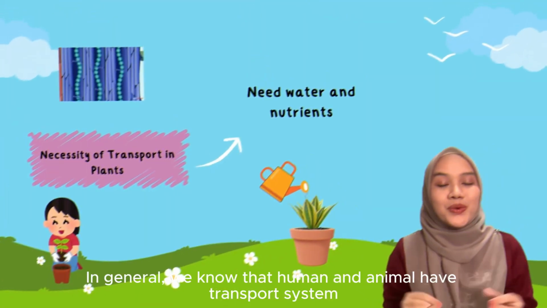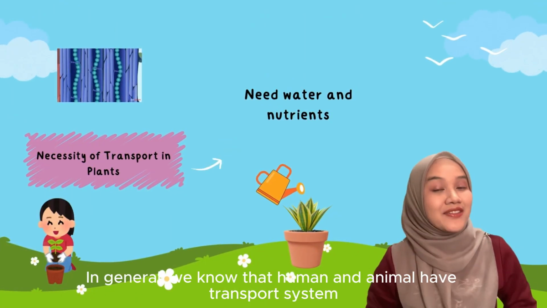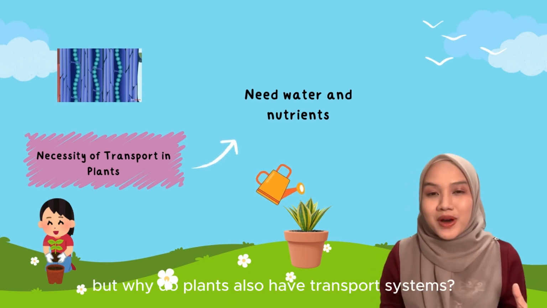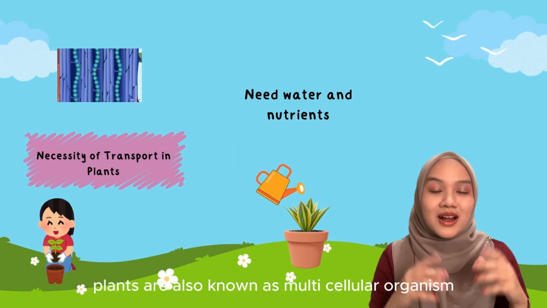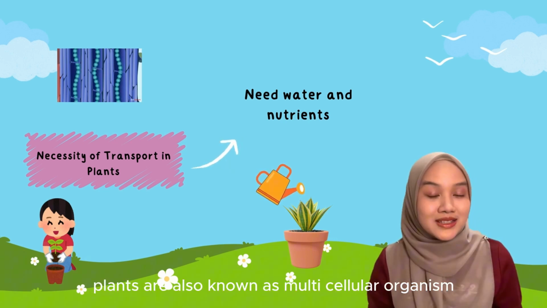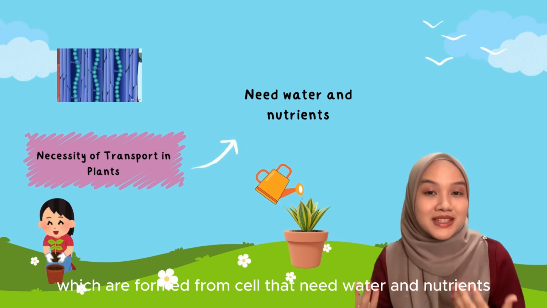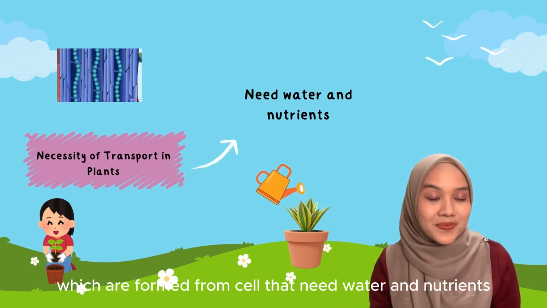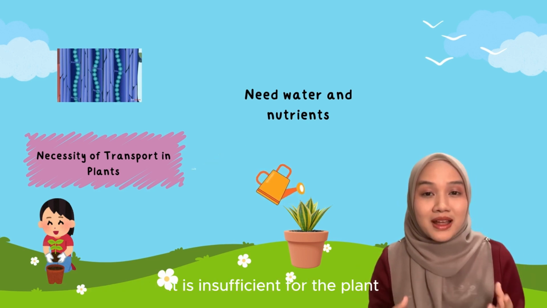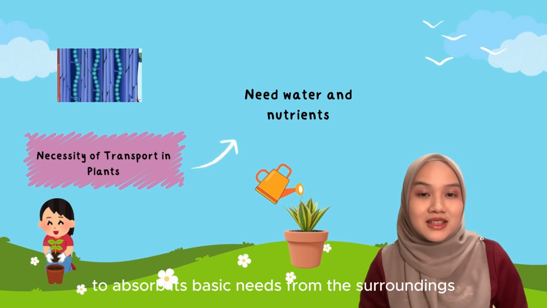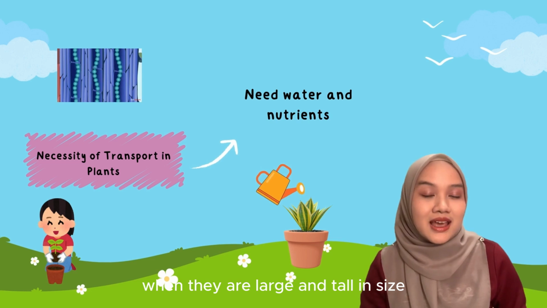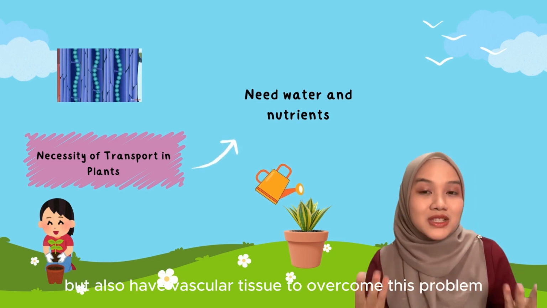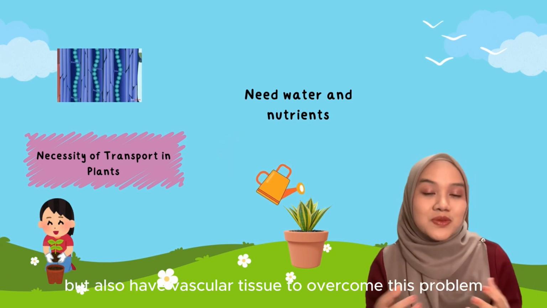In general, we know that humans and animals have transport systems, but why do plants also have transport systems? Plants are also known as multicellular organisms, which are formed from cells that need water and nutrients. It is insufficient for the plant to absorb its basic needs from the surroundings when they are large and tall in size. That's why plants also have vascular tissue to overcome this problem.